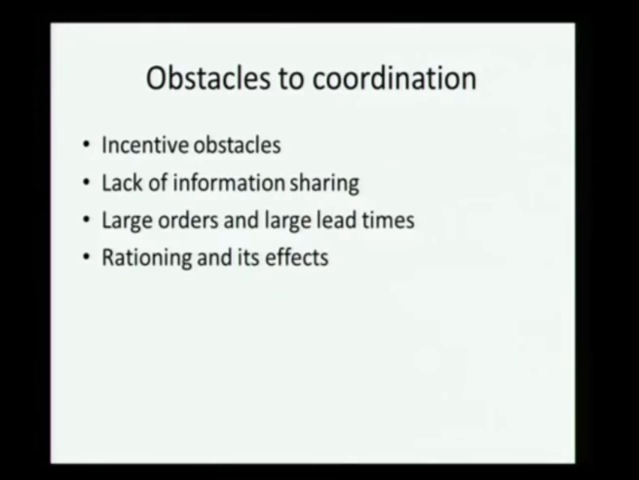Second is lack of information sharing. We have already seen that information sharing and good information helps in reducing uncertainty and therefore reduces inventory. Now organizations have to come together, shed their inhibitions, shed their fear, and start sharing data so that they work in a coordinated manner and the total cost comes down.